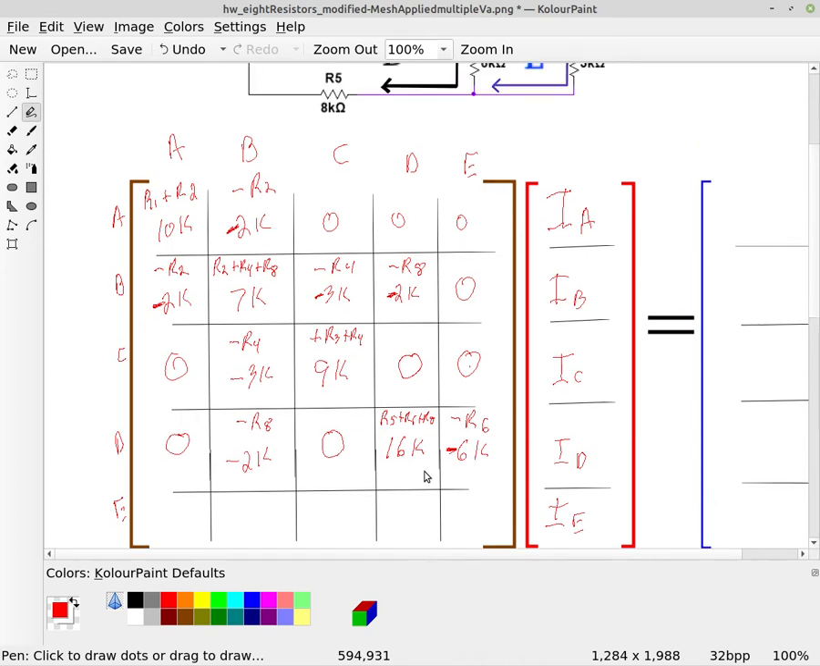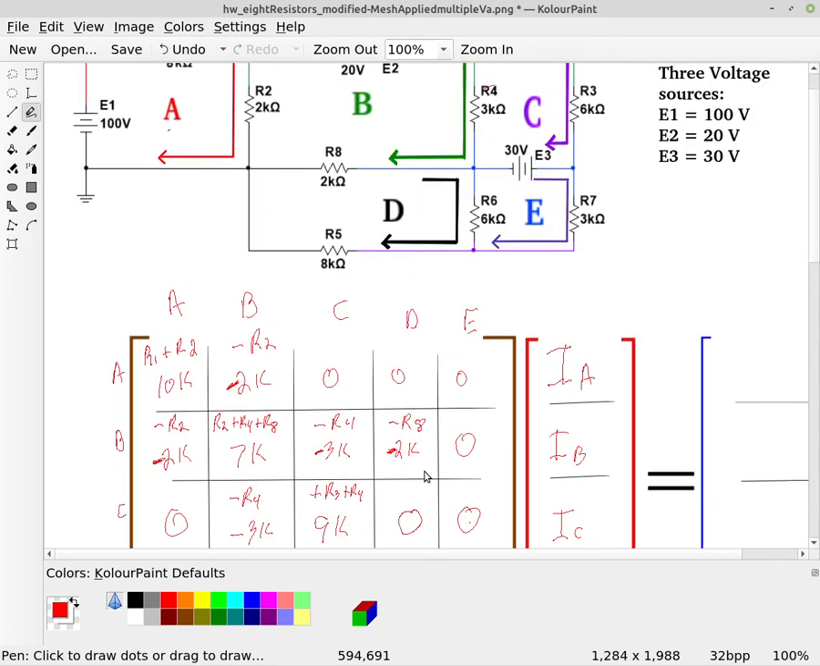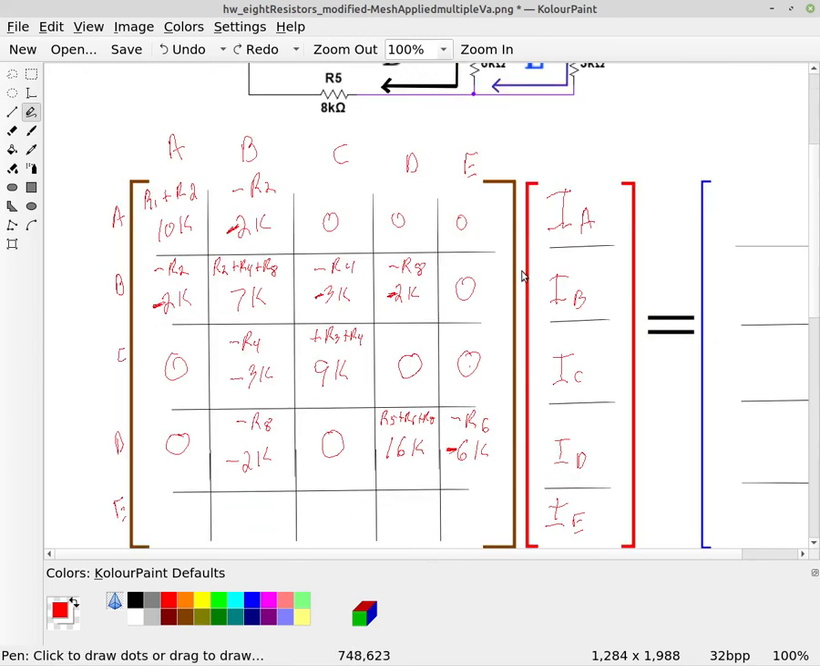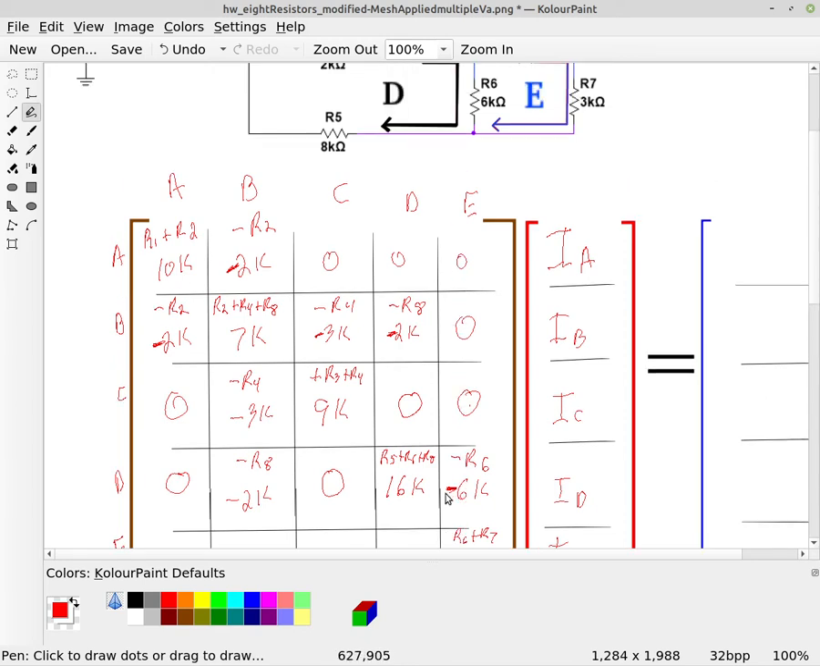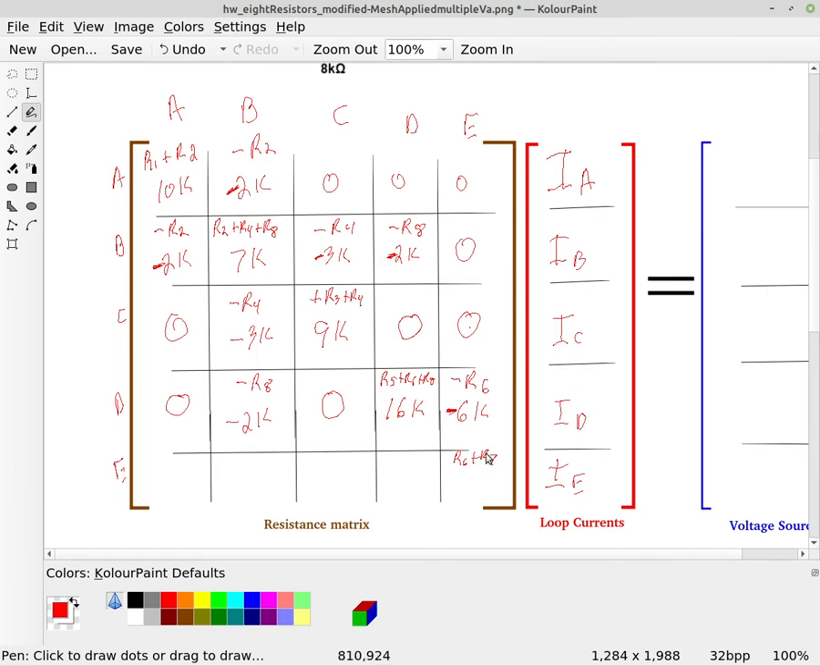And then we just need to do E. Okay, so we see E here, and we go around the loop of E, and we see that it's touching R6 and R7. So E to E is a positive, so that's plus R6 plus R7. And R6 is a 6K and R7 is a 3K, so that gives me a 9K.